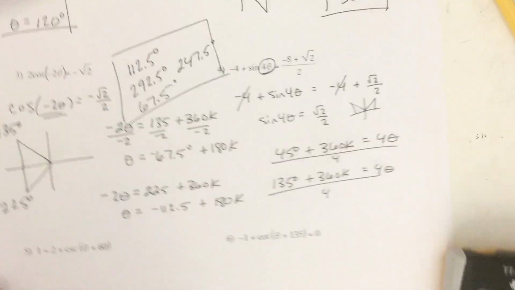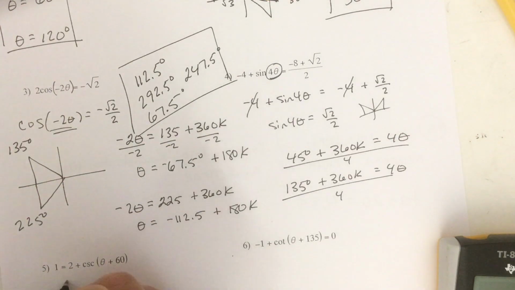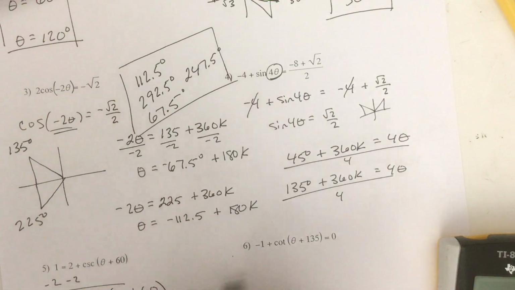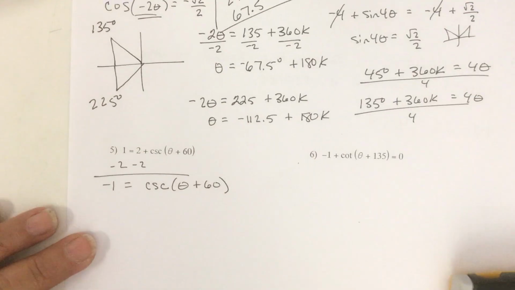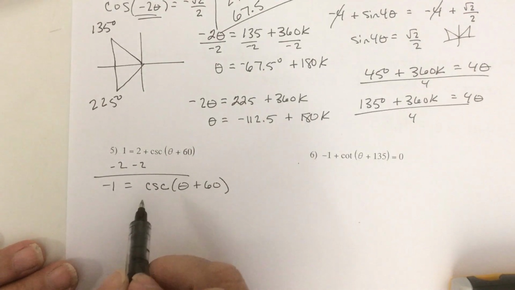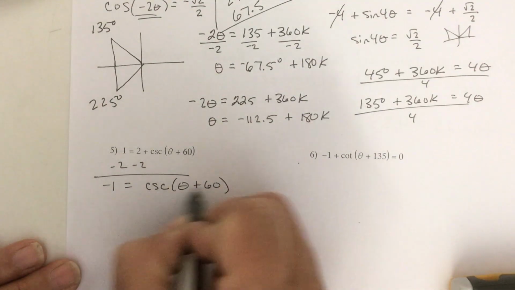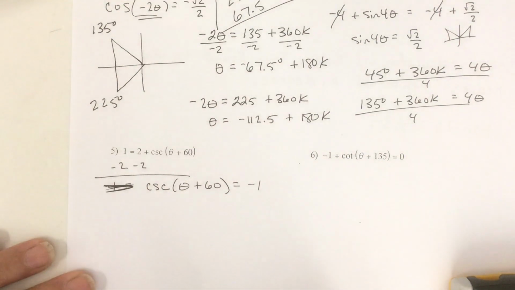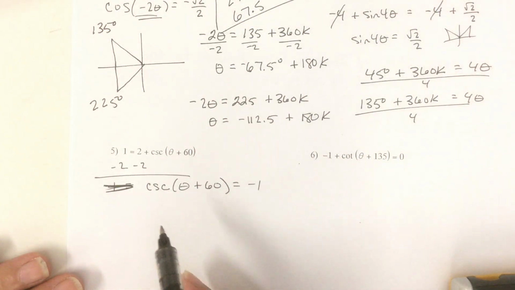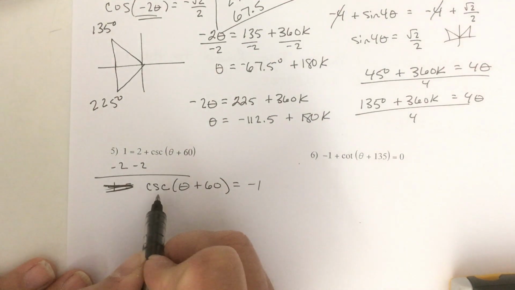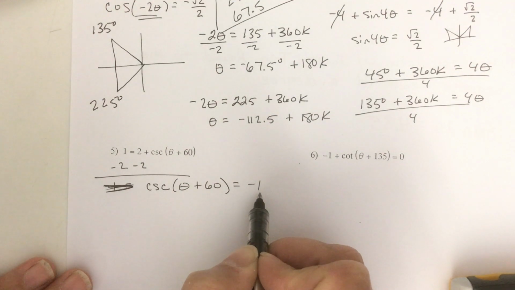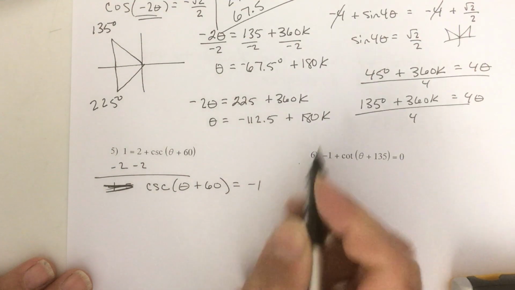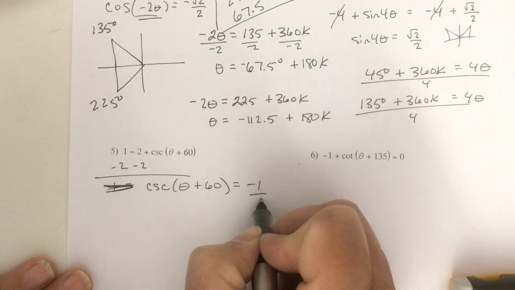Number 5, you need to start by subtracting 2 from both sides. So you're going to have -1 is equal to the cosecant of theta plus 60. Cosecant is 1 over the sine. So first of all, I like to have my trig function on the left, so I'm going to just move that -1 over. That just looks better to me. Cosecant is 1 over the sine. So if cosecant is -1, sine is the reciprocal of -1. So it's still -1.